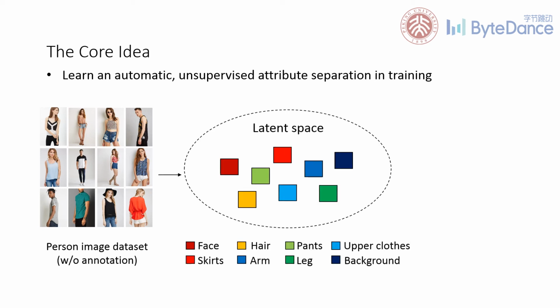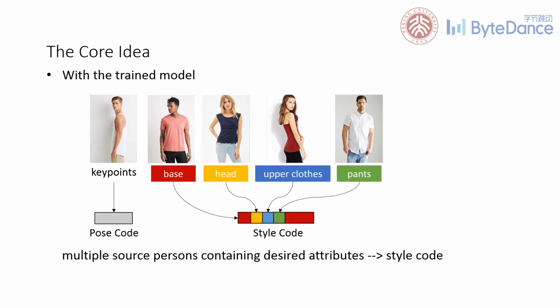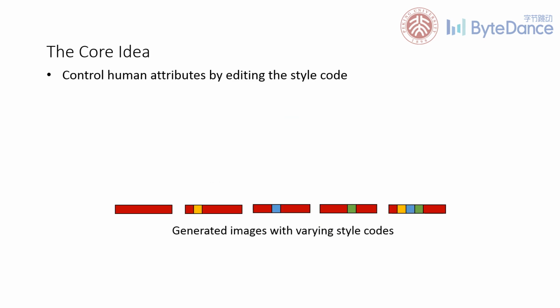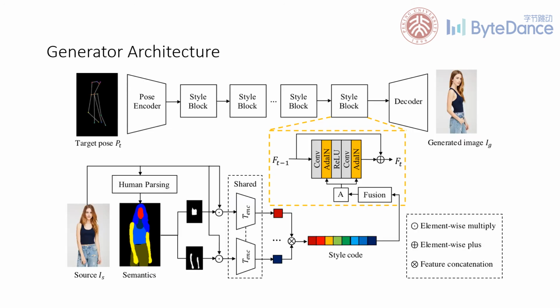Human attributes are embedded into the latent space as independent codes and combined for the full style code. With the trained model, we can directly provide multiple source persons with desired attributes to construct a new style code. Thus, we can control human attributes via mixing and interpolation operations in the style code.